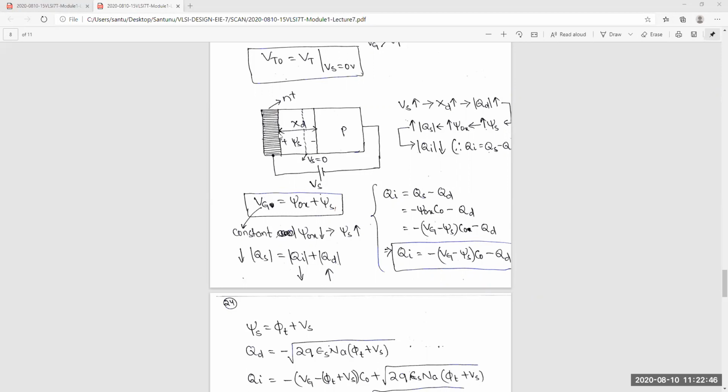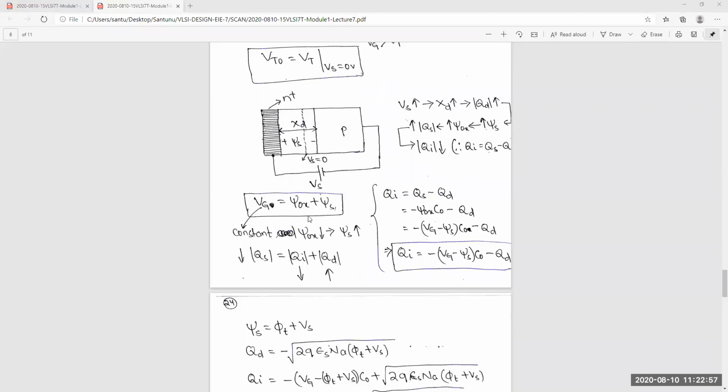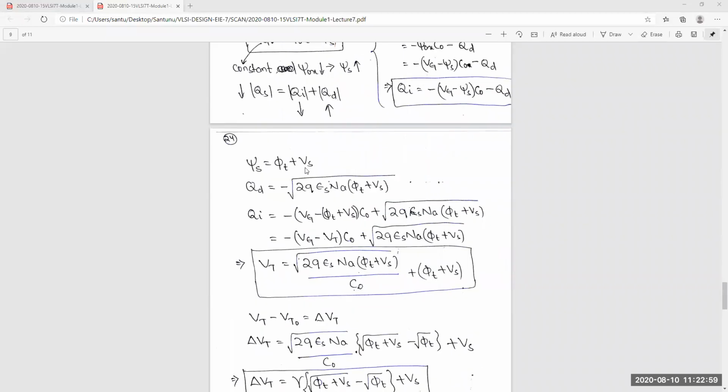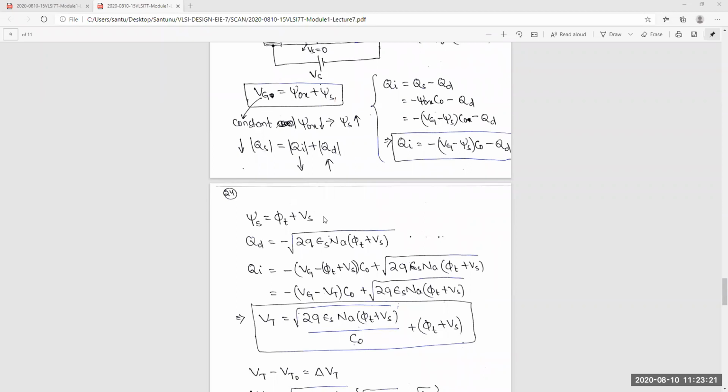Though it is an N plus region and a P region, and you are giving a reverse voltage, the total phi s at this region is phi T plus Vs. Initially at threshold voltage it was phi T. So the new surface potential is the built-in potential phi T due to the constant Vg, plus Vs, whatever reverse voltage you are giving here. This is your substrate bias, the source to body bias.